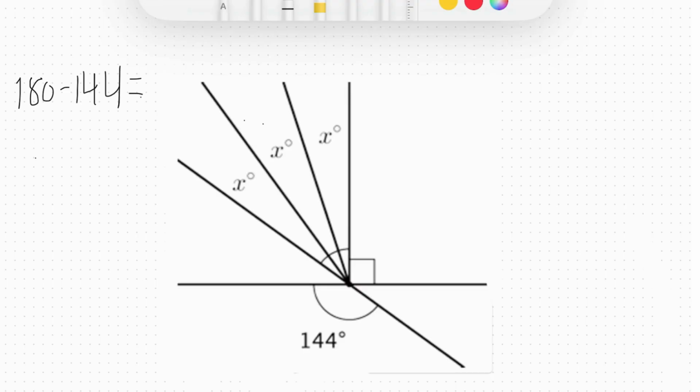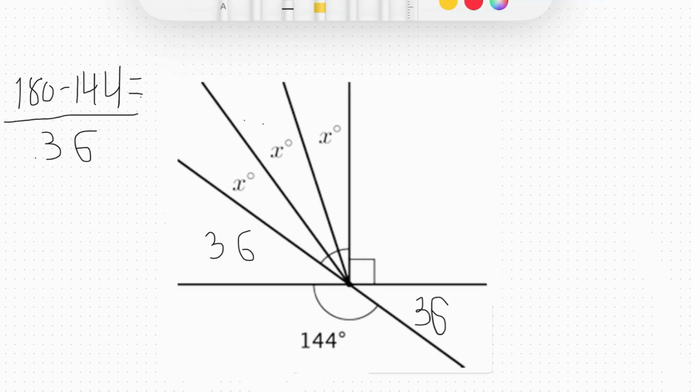I'll give you a second to do it. And it equals 36. So now we can just write our 36 here, and now we have a single piece of our equation. Since we know that this is a vertical angle, all angles that are across from each other are equivalent. So when this is across from this, then we know that this angle is 36, so this angle has to be 36 too.